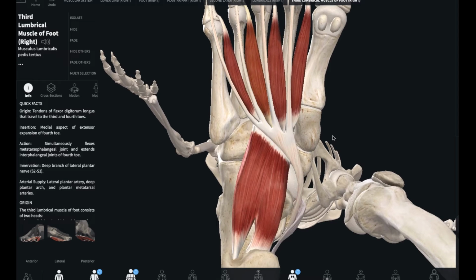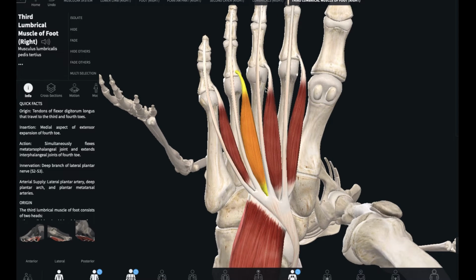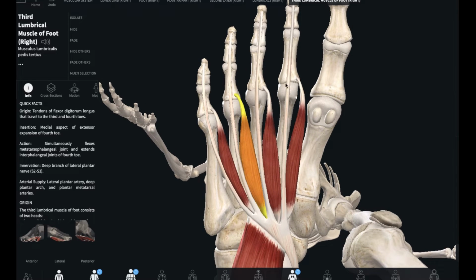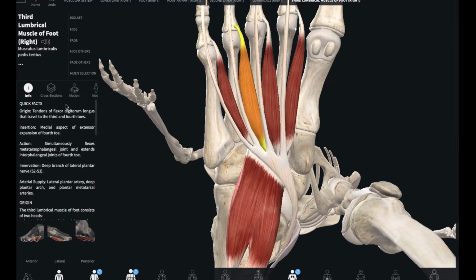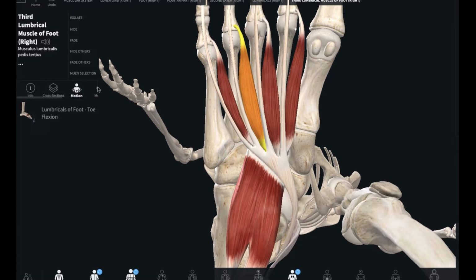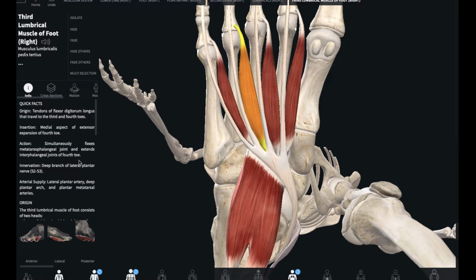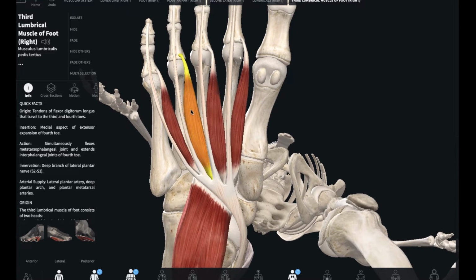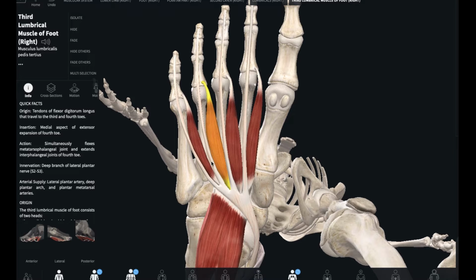That's what makes these quite different, I find. And it inserts to the medial aspect of the extensor expansion of each toe. So expands to toes, the proximal phalanx 2 to 4, 2 to 5. Okay. And the actions. Now, what this does is that this flexes the metatarsophalangeal joint, so right here, and then extends the interphalangeal joints.